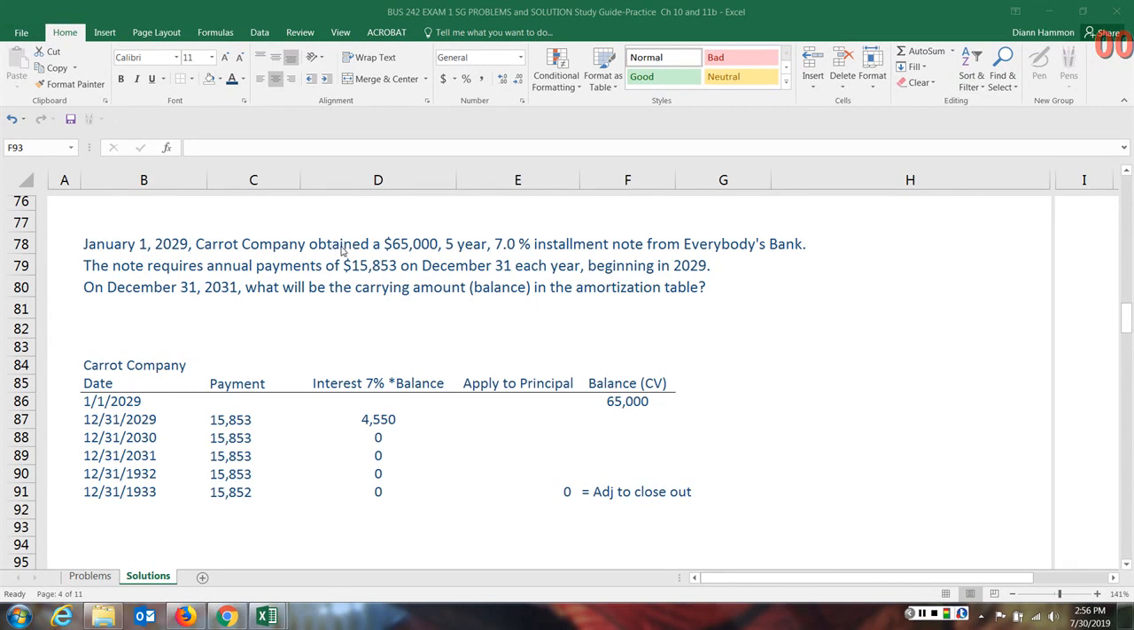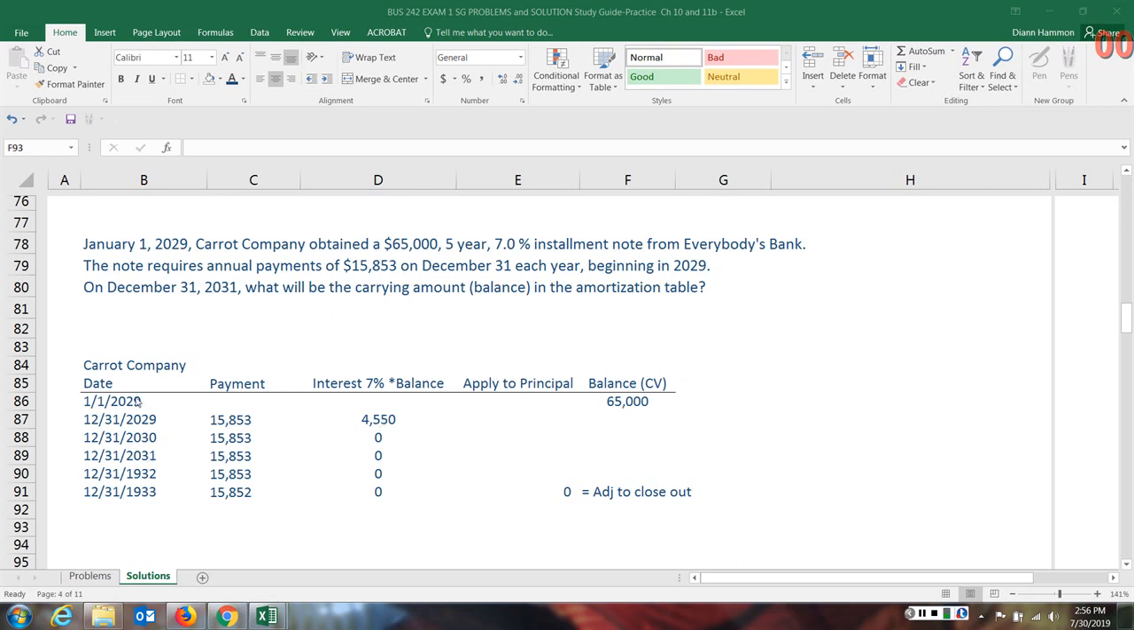The note requires annual payments of $15,853 every year on December 31st, beginning 2029, so the end of the first year. On December 2031, what would be the carrying amount or balance in the amortization table? So in order to get to that, that's a couple of years out, we need to prepare this table.